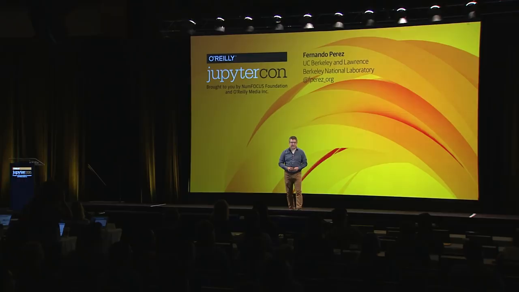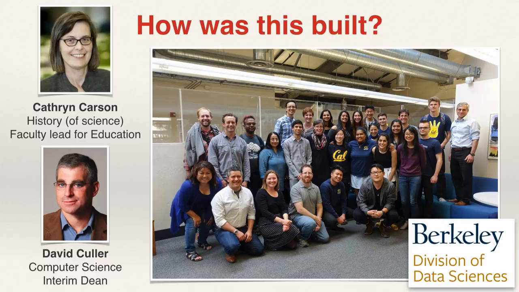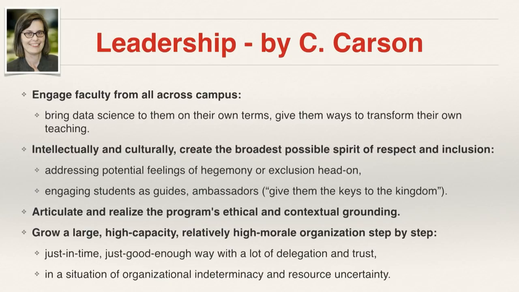How was all of this built? We didn't have a $50 million donation to build this. What we had were people, specifically Professor Catherine Carson, a historian of science, and our new dean of data science, David Koller, who led a team of mostly undergraduate students with whom they bootstrapped all of this, along with staff who have done a lot of the engineering work. And they've constructed an organization that has been able to build this with otherwise minimal resources and infrastructure.